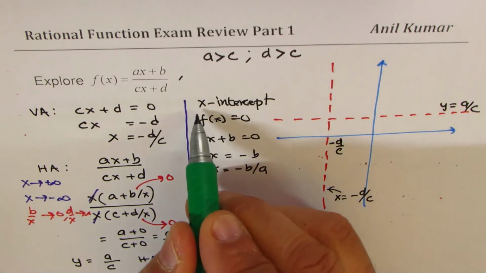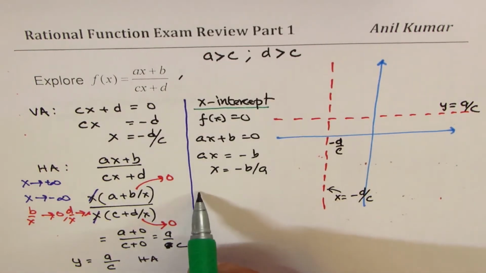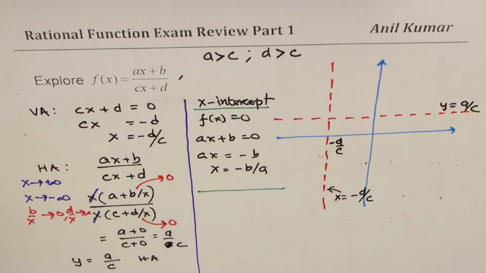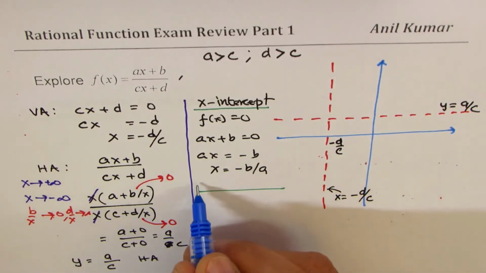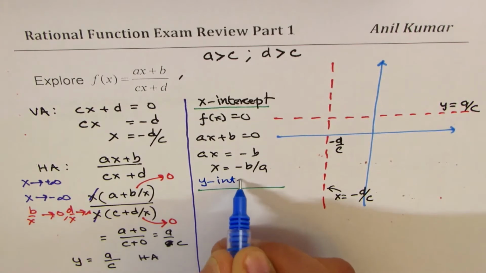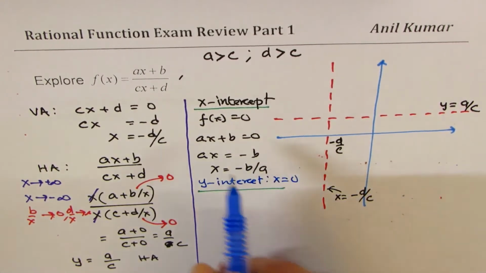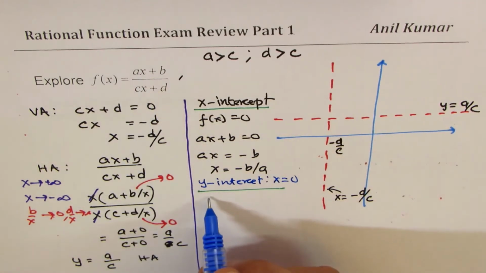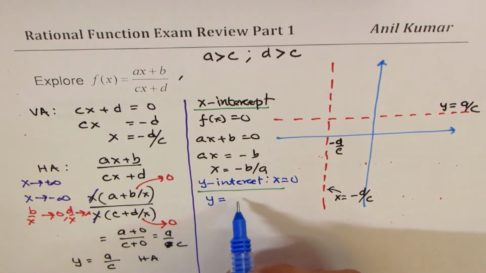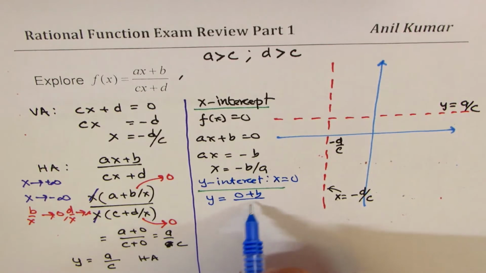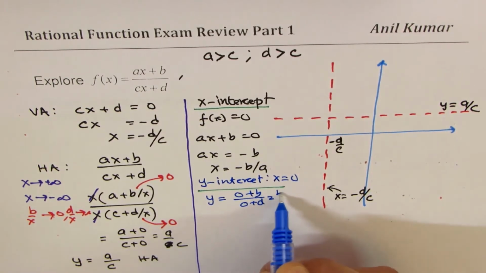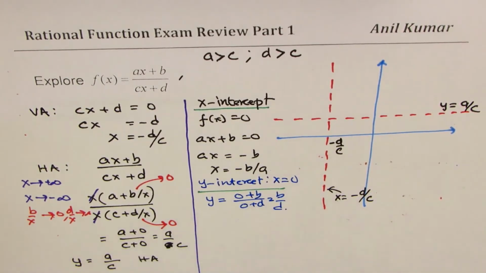But I know that you have understood how to find the x-intercept, right? Now, let us find the y-intercept. The y-intercept is fairly easy. You just have to equate x to 0, right? So if I write x as 0, we get y equals 0 plus b over 0 plus d. So it is b over d. Do you see that? So that becomes your y-intercept.